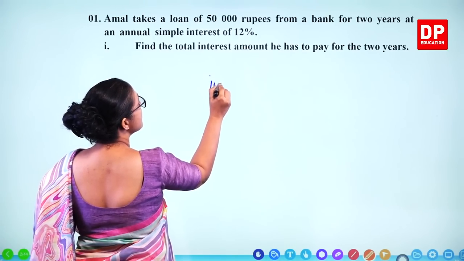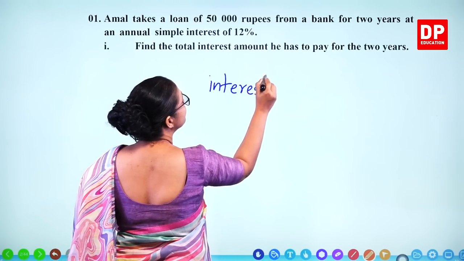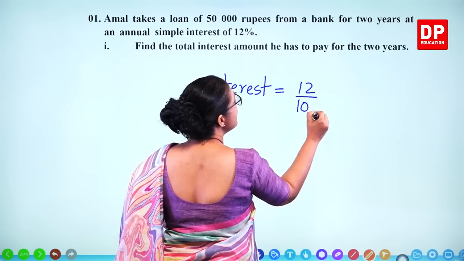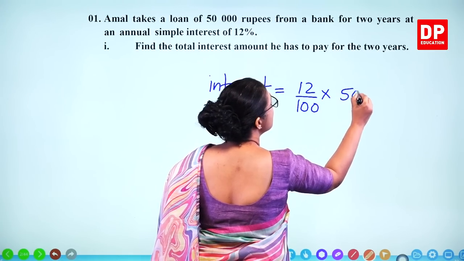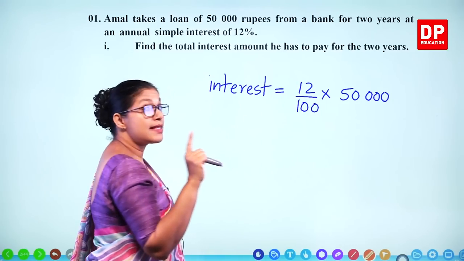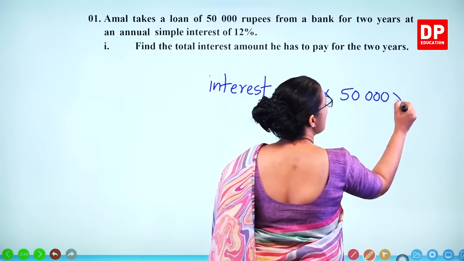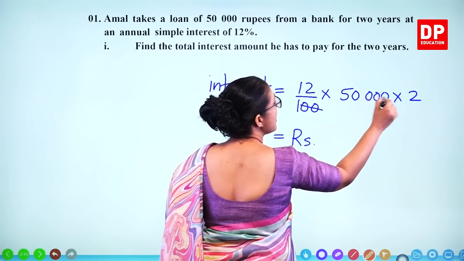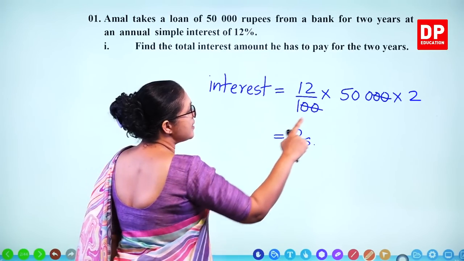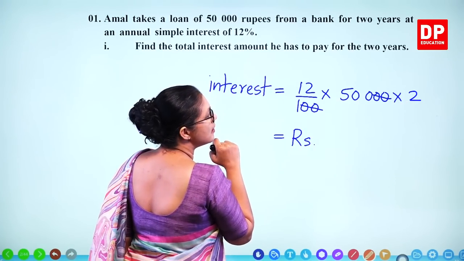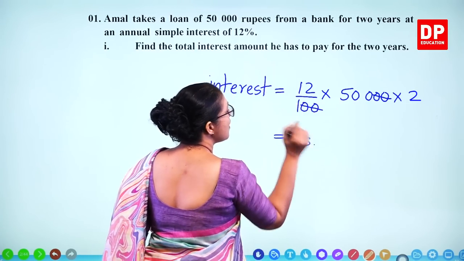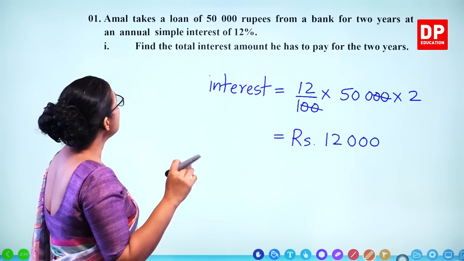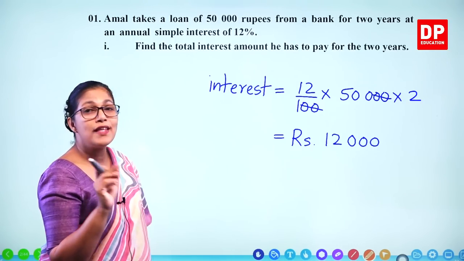So, interest, you can straight away find out 12% of 50,000, 12 over 100 into 50,000, that's for 1 year, but it says it's for 2 years. So, multiply this by 2. So, what's the value? 2 zeros get cancelled out and 2 times 5, 10, that means here 1,000, 1,000 times 12, 12,000 rupees is the total interest amount he has to pay for the 2 years.